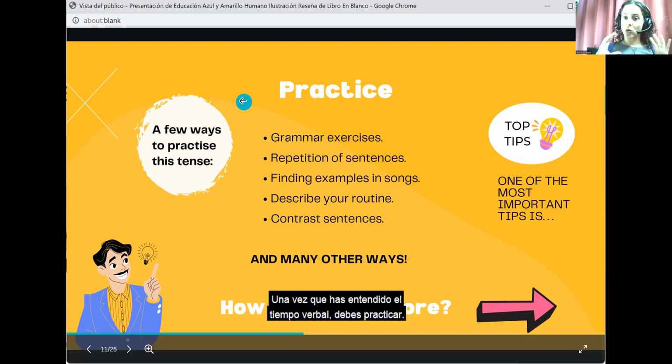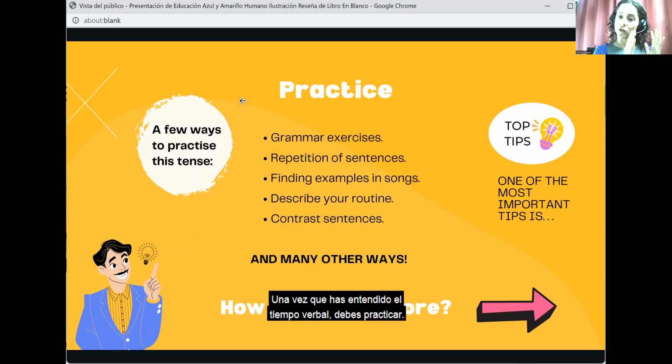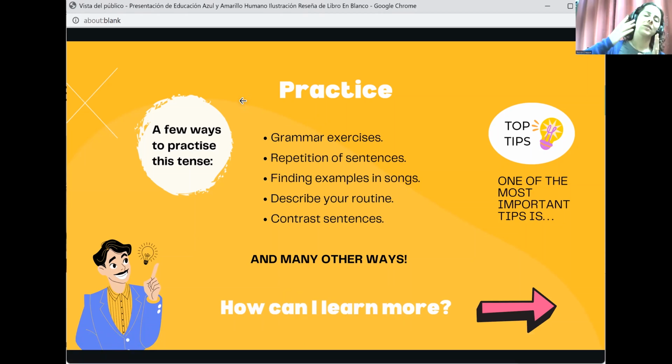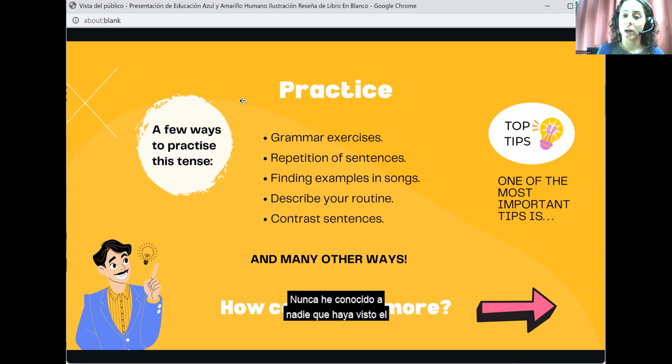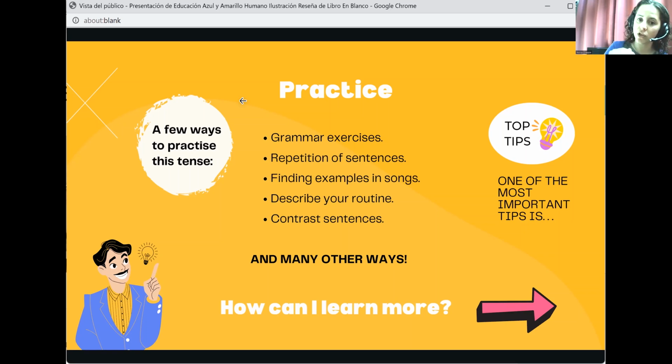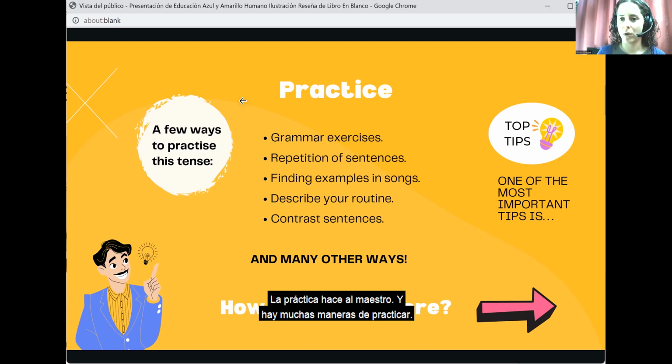Now, after you have understood the verbal tense, you need to practice. Practice, practice, and practice, because practice makes perfect. I have never met anyone who has just studied the verbal tense and then used it. Everyone needs to practice a lot. Some people, not so much. Some people, constantly. But practice makes perfect.